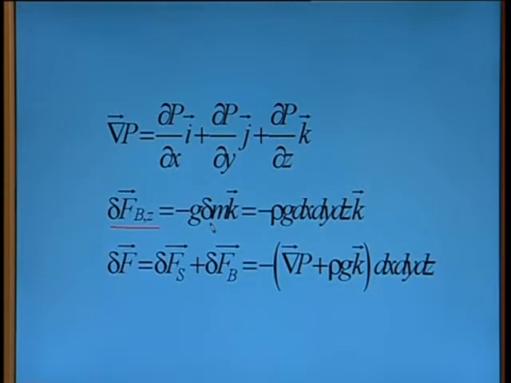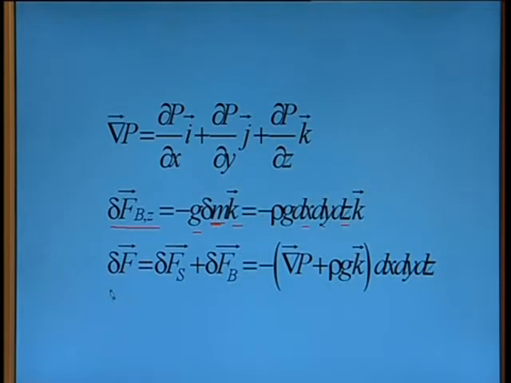So minus g δm, the mass of the body multiplied by g, and this is a unit vector in k direction. δm may be written as volume, and volume is dx dy dz, multiplied by weight density, which is rho g. So rho g multiplied by volume is equal to the weight acting in downward direction. That's why we have a minus sign and we have a k here.